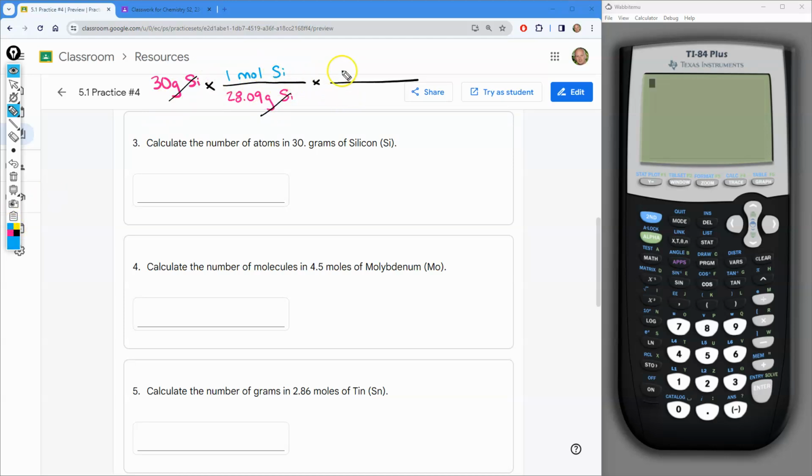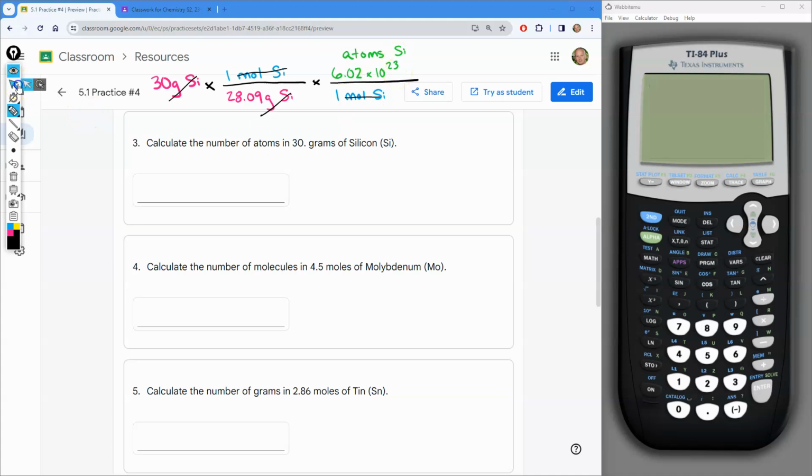Making sure our units are diagonal, I need my 1 mole of silicon down here. And to convert to, in this case, atoms, we're going to use Avogadro's number. So 6.02 times 10 to the 23rd. That's how many atoms of silicon are in 1 mole of silicon. So let's cancel out our units here.